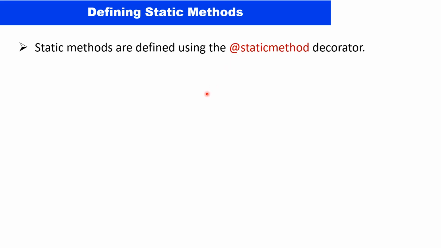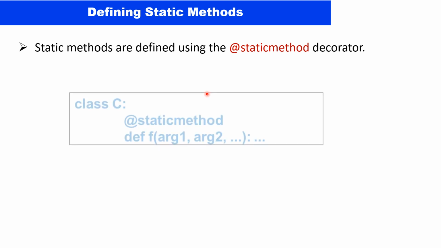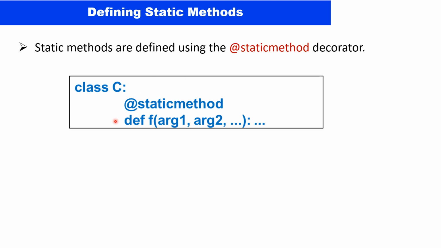Now let us see how to define static methods. Static methods are defined by using the @staticmethod decorator, and this is the syntax for the static method definition. Let us say, for example, in class C, we want to write a static method. In such a case, you have to write @staticmethod. Then you can write the definition of the function as it is. And if you observe, the first argument is neither self nor CLS. Self is used if it is an instance method, and CLS is used if it is a class method.